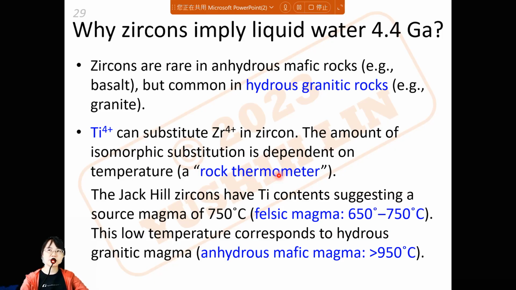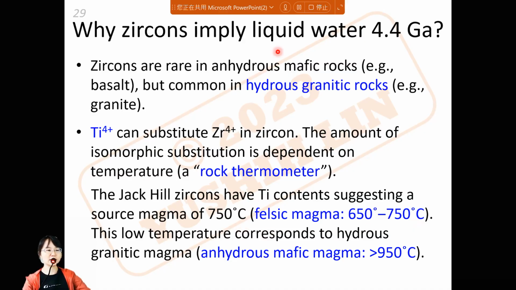It measures the temperature at which the zircon was formed. And the Jack Hill zircons have titanium contents suggesting a source magma of 750 degrees Celsius. This temperature is consistent with the temperature we know for felsic magma. Felsic means the magma for granite, 650 to 750 degrees Celsius.